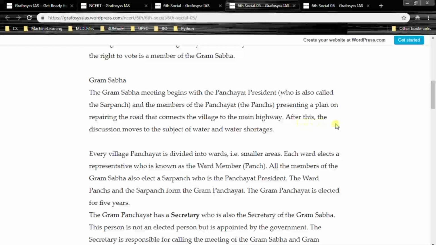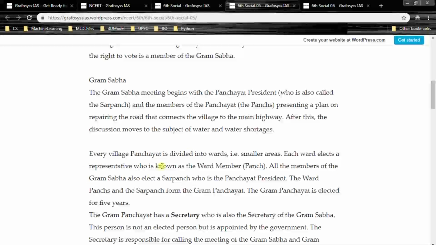After this, the discussion moves to the subject of water and water shortages. So the panchayat president is the Sarpanch, and the members of the panchayat are the Panchs. They are discussing the small roads which connect to the main highway.